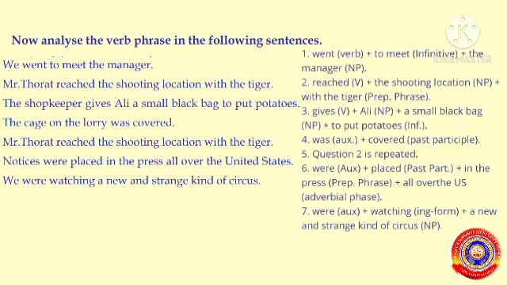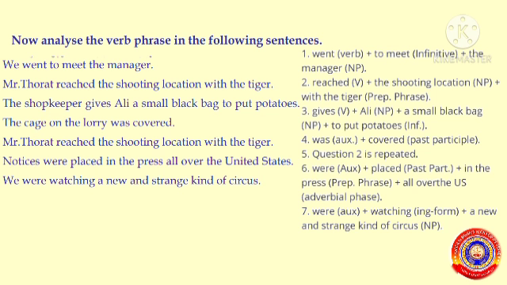Now analyze the sentences given below. First one, we went to meet the manager. Here the noun phrase is we. Went is the verb, to meet is the infinitive. Infinitive means to plus verb form. Then the manager is the noun phrase. Second sentence, Mr. Thorat reached the shooting location with a tiger. Here, reached is the verb. The shooting location, noun phrase; with the tiger is the prepositional phrase.